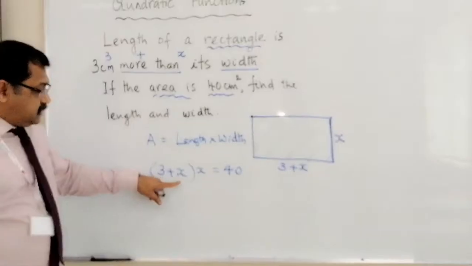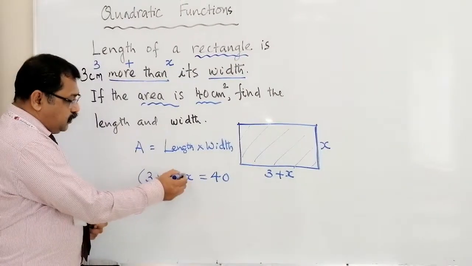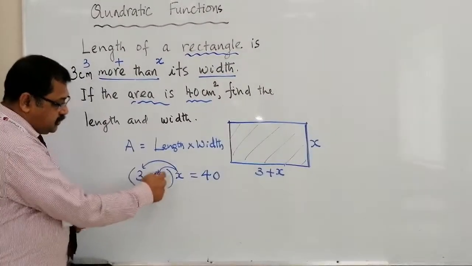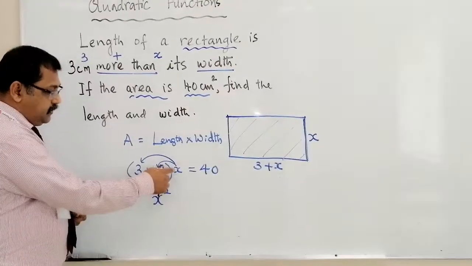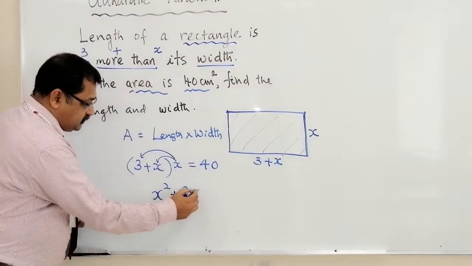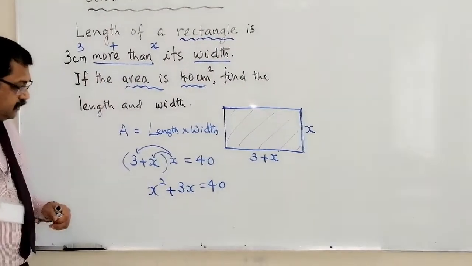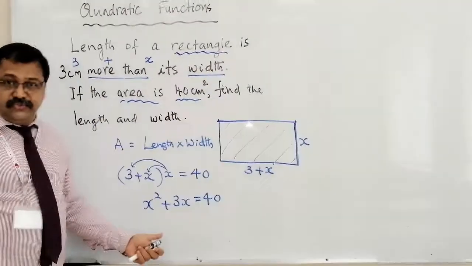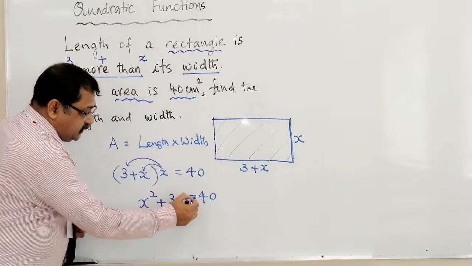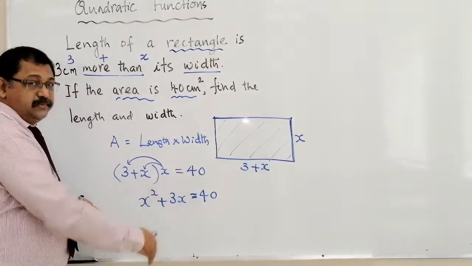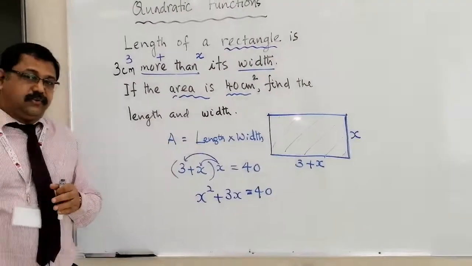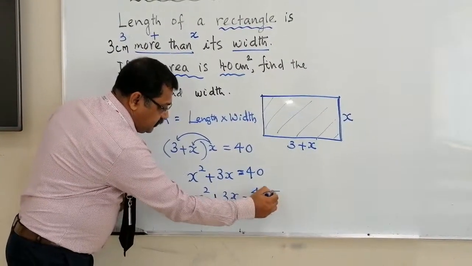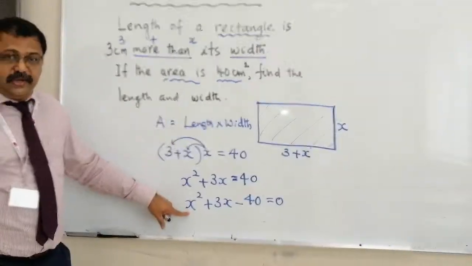Now let's see how to proceed with this step. So we know how to open the bracket. We multiply inside the bracket: x multiplied by x is x square, x multiplied by 3 is 3x, equal to 40. Now we got a quadratic equation, but we have to make it into ax square plus bx plus c equal to 0. So we move the 40 to the left side because we need the form of ax square plus bx plus c equal to 0. So we get x square plus 3x minus 40 equal to 0. So this is in the standard form of a quadratic equation.